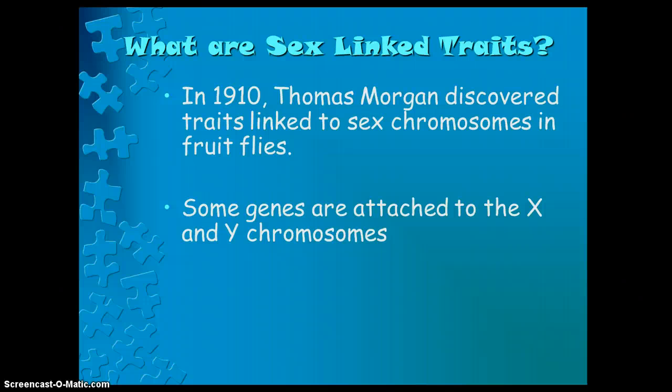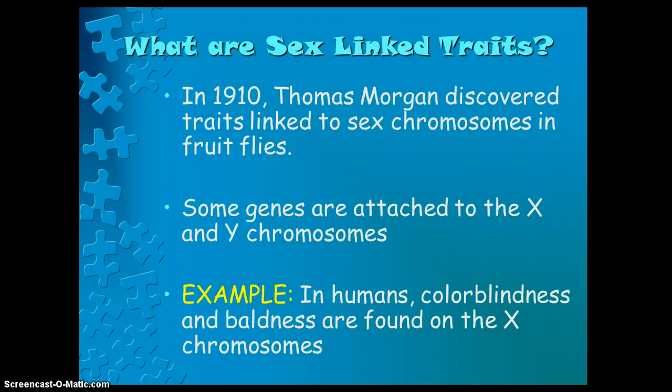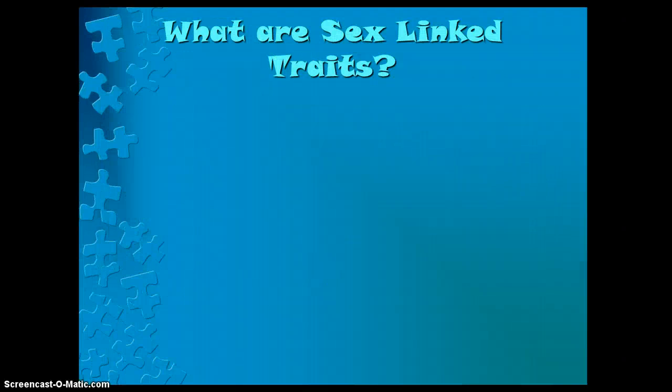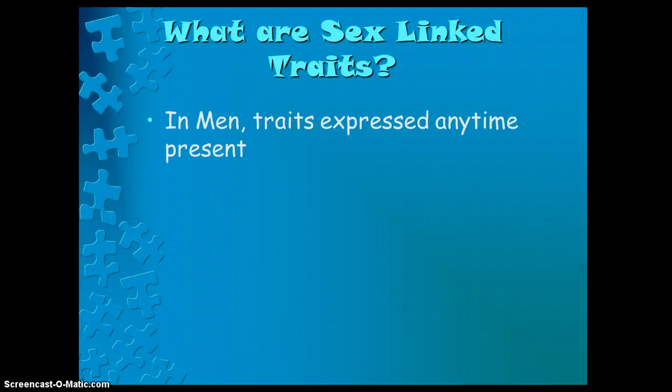For example, baldness is actually located on the X chromosome. There's actually a trait that's directly linked to a gene, which again is just a long strand of DNA that decides whether a person is going to be bald or not. Example, in humans, color blindness and baldness are found on the X chromosome. What are sex-linked traits? In men, traits are expressed anytime they're present.